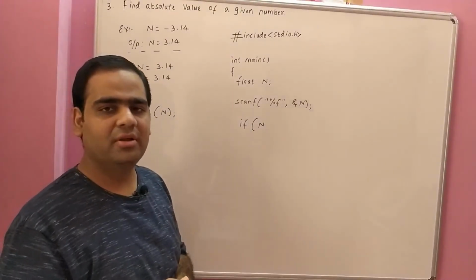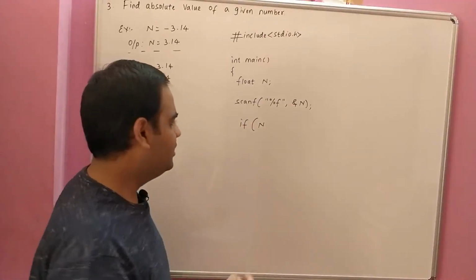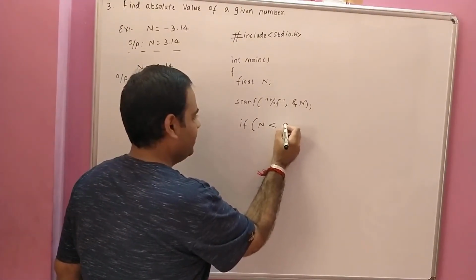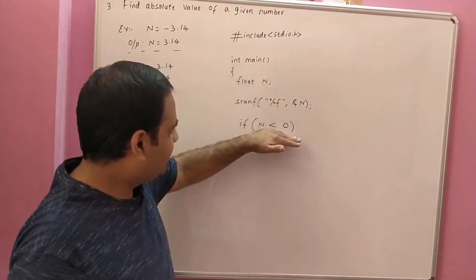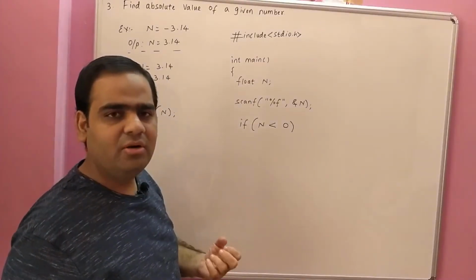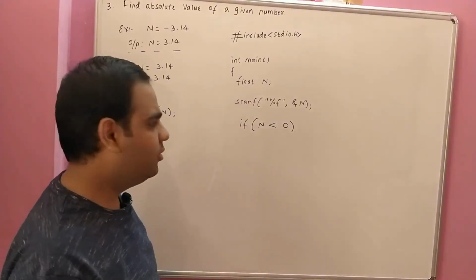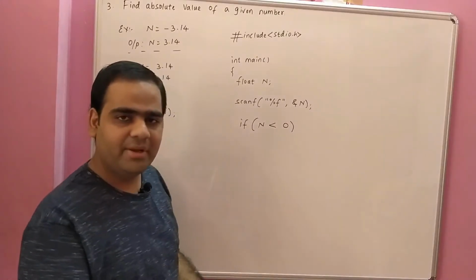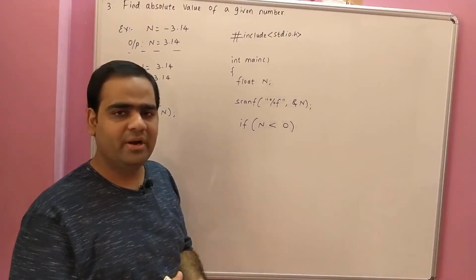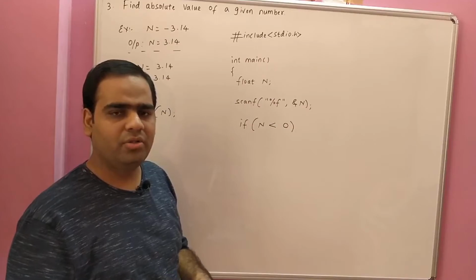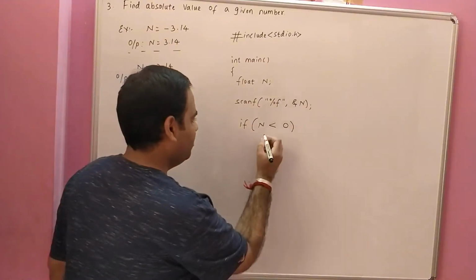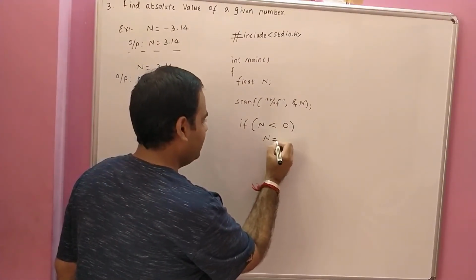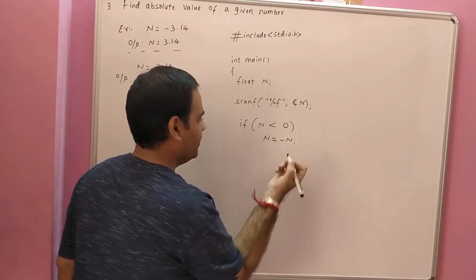How do we know it is negative? If the value of n is less than 0, it is negative. If n is negative, I need to convert it to positive. How do we convert it to positive? We multiply by minus 1, or you may divide by minus 1, or you say minus of minus, that is unary minus. We say n is equal to minus n.